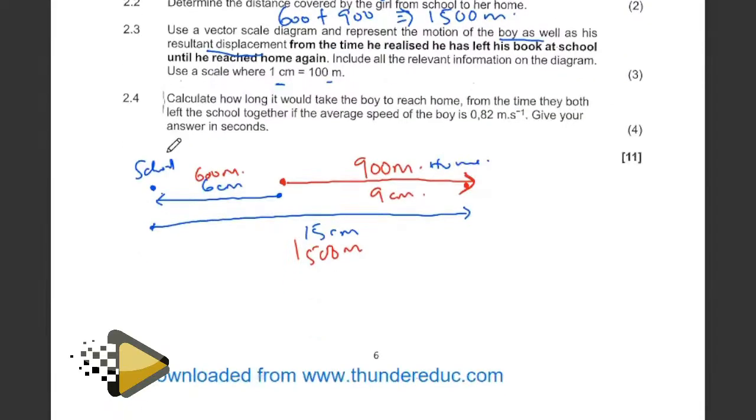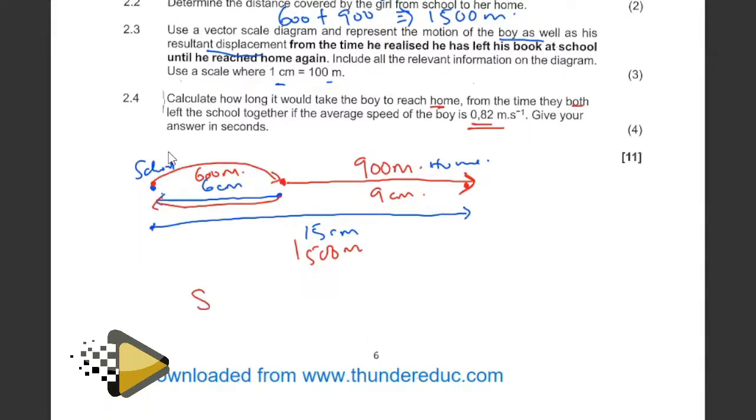Then 2.4: how long did it take the boy to reach home from the time they both left school, if the average speed of the boy is this? Now, what we need to know about the boy is that he walked from school for 600 meters, and then he went back again, and then he moved another 1.5 kilometers. What do they want? How long? They are looking for time.